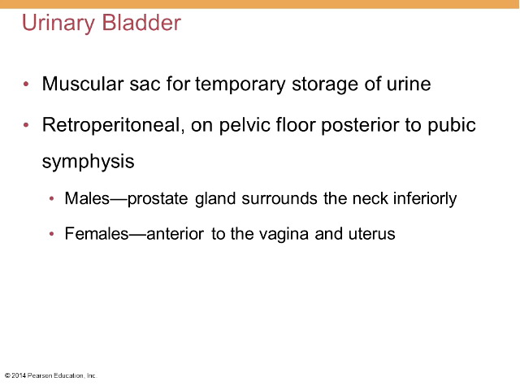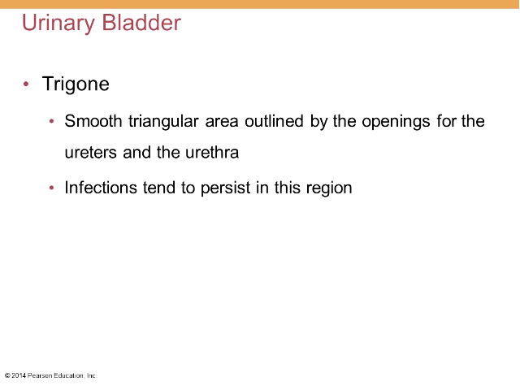Now, the urinary bladder is where the ureter is inserted. It's a muscular sac for the temporary storage of urine. It's also retroperitoneal on the pelvic floor, posterior to the pubic symphysis. In males, the prostate gland will surround the opening of the urethra coming out. In the females, it's anterior to the vagina and the uterus. And I'll say the vaginal vault and the uterus, and we'll look at that in just a moment.